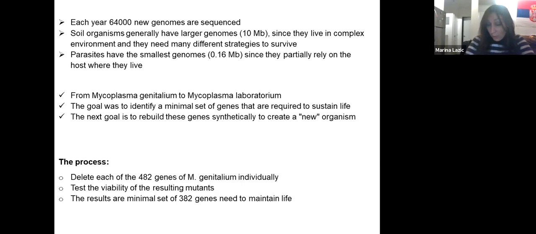There are 482 genes in Mycoplasma genitalium. So they deleted each of them individually, and as they deleted one, they tested whether the organism could survive, and that's testing the viability of those mutants. And then they found that there is a minimum of 382 genes needed to maintain life.